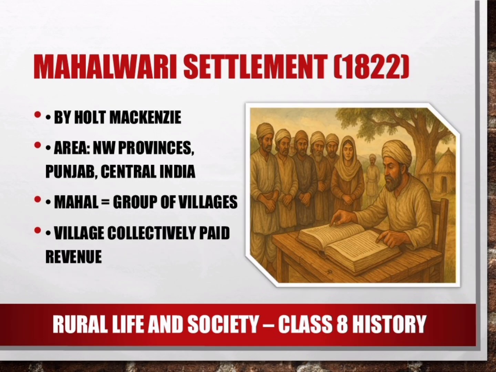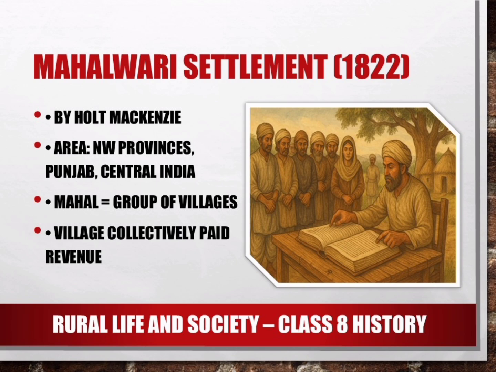Now, in 1822, Holt Mackenzie introduced the Mahalwari system in the North-West Provinces, Punjab and Central India. Here, a mahal, meaning a village or group of villages, paid taxes collectively. The responsibility of collecting the tax was given to the village headman. The revenue was revised every few years, but faulty measurement and over-assessment were big problems in this system too.